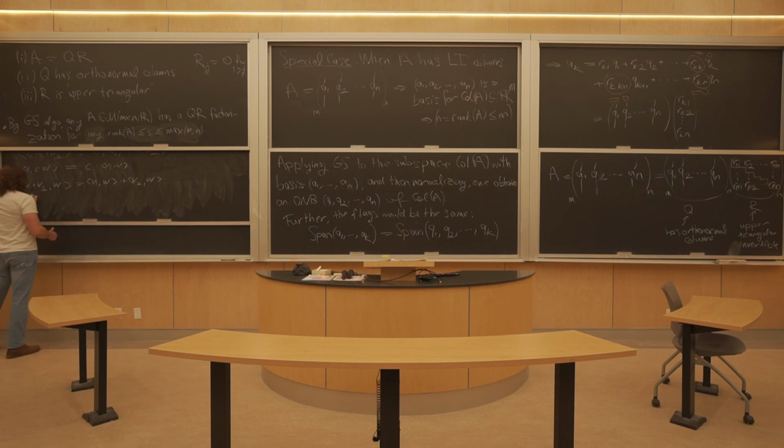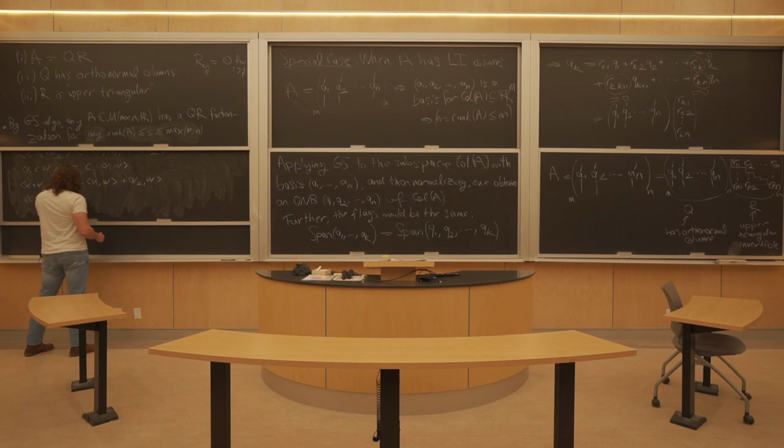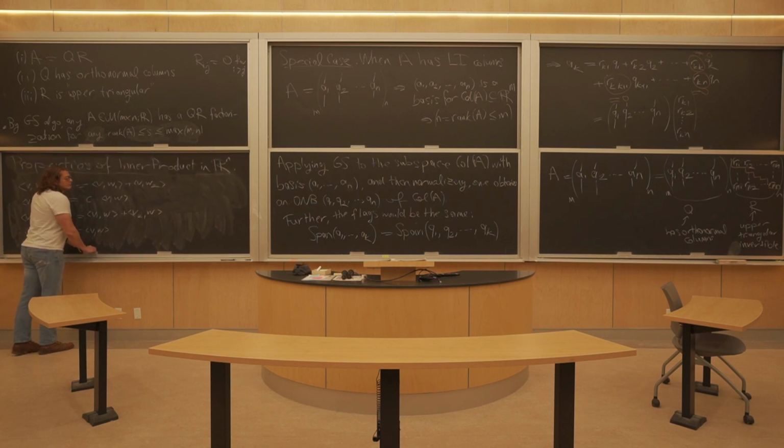And again, I have this. C times v against w is the same thing as c times v against w. We have two more properties that are also important. One of them is that the inner product of v against w is the same thing as the inner product of w against v. So I can switch the orders here.